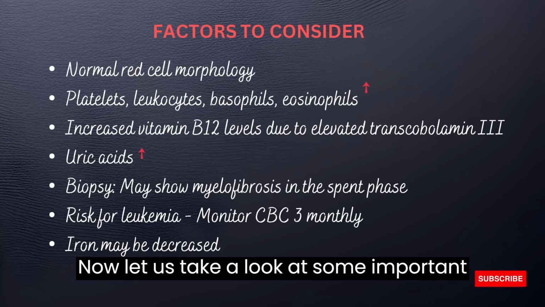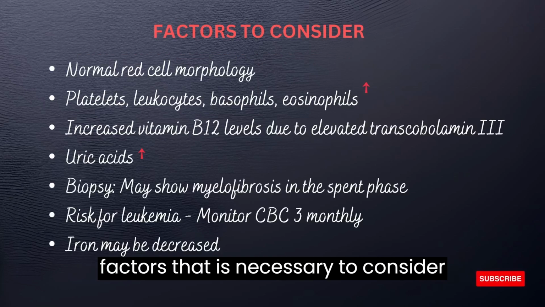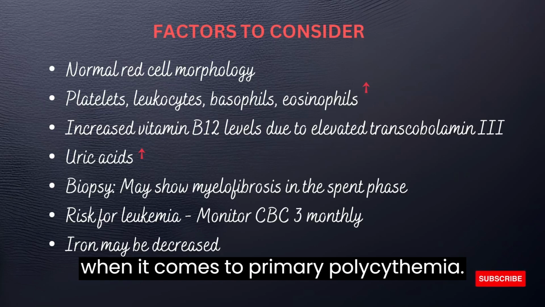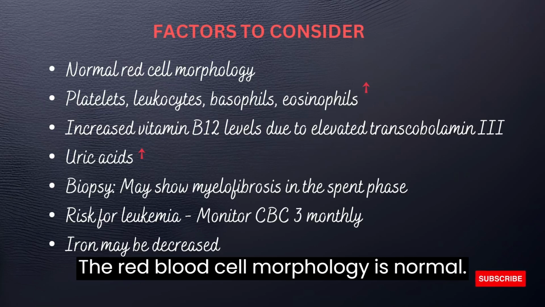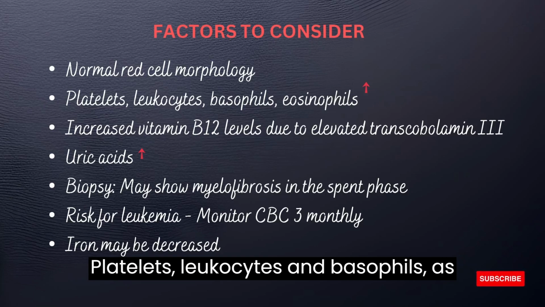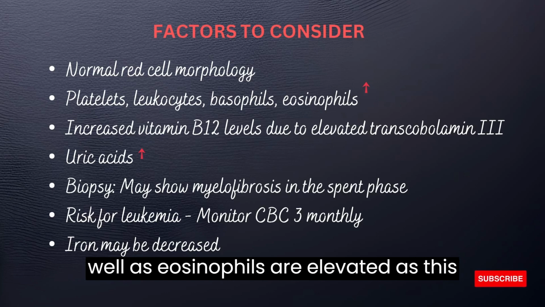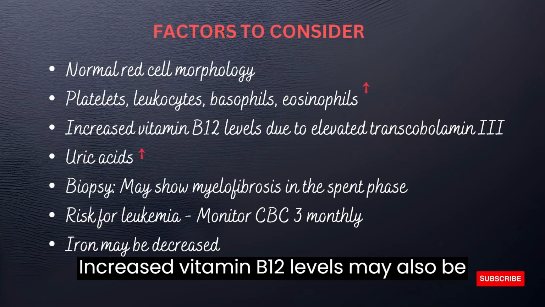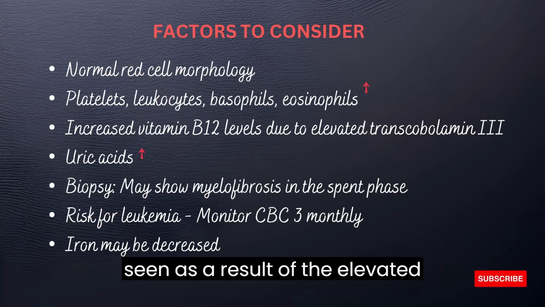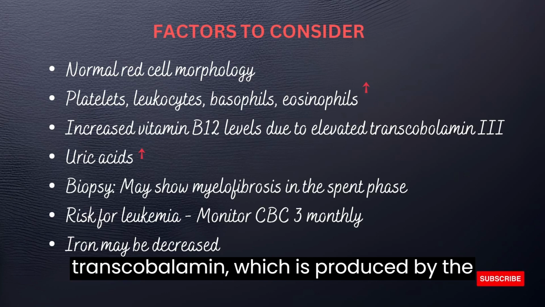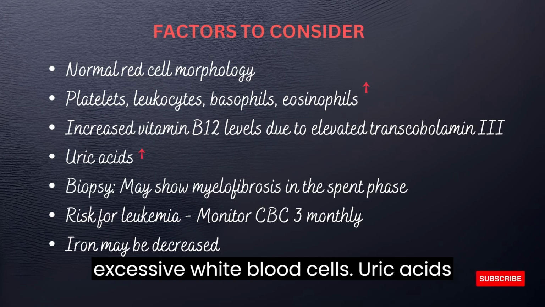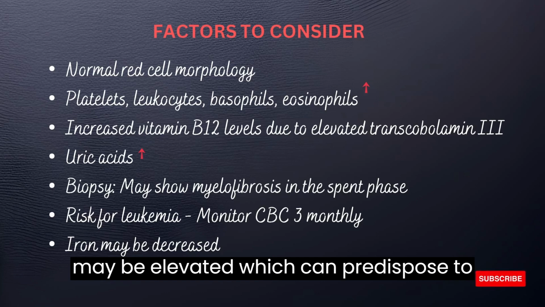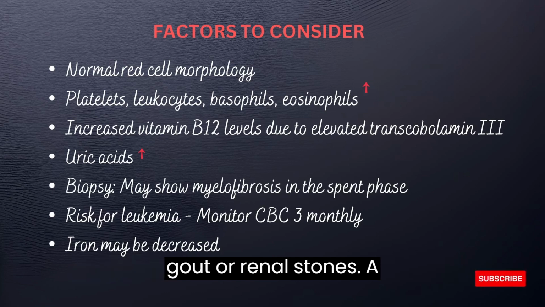Now let us take a look at some important factors that are necessary to consider when it comes to primary polycythemia. The red blood cell morphology is normal. Platelets, leukocytes, and basophils as well as eosinophils are elevated as this is a myeloproliferative disorder. Increased vitamin B12 levels may also be seen as a result of the elevated transcobalamin, which is produced by the excessive white blood cells. Uric acids may be elevated, which can predispose to gout or renal stones.